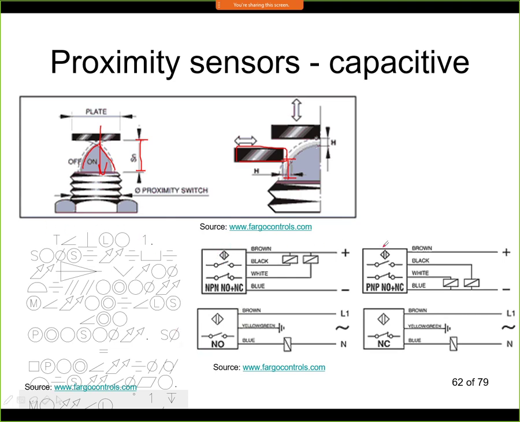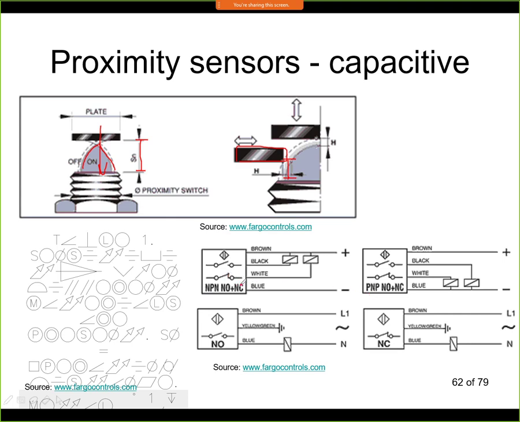On the picture on bottom right, we can see the options with respect to the power supply. So on the two pictures on top, we can see that here we have a DC power supply. The output now has two possibilities. Again, it's NPN or PNP.